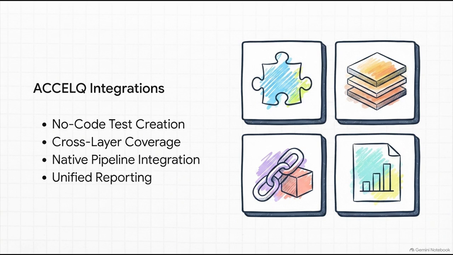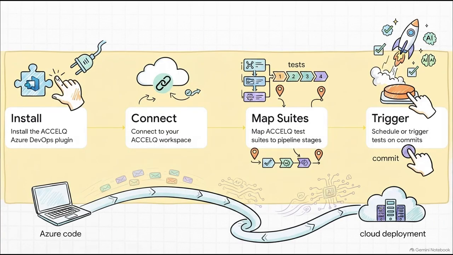This means your business analysts and QA leads can build incredibly robust tests without writing a single line of script. It also gives you true cross-layer coverage, so it's validating the UI, the API, and the backend, all at the same time. Plus, because of its native pipeline integration, all your reporting is totally unified right alongside your standard Azure DevOps metrics. The best part?